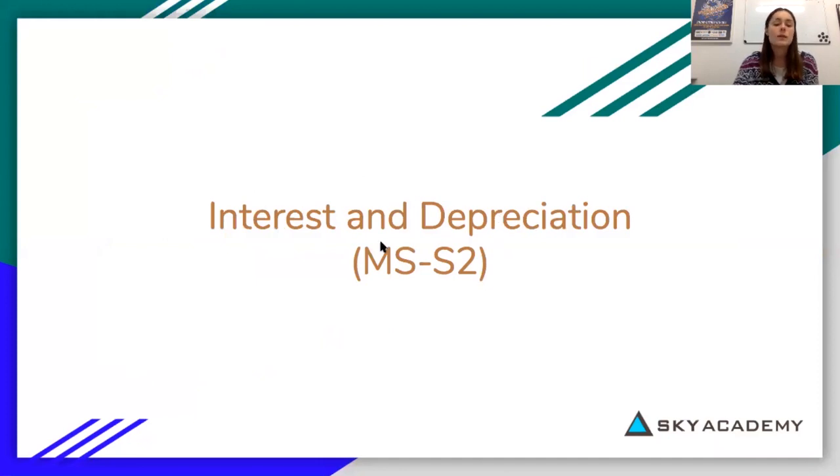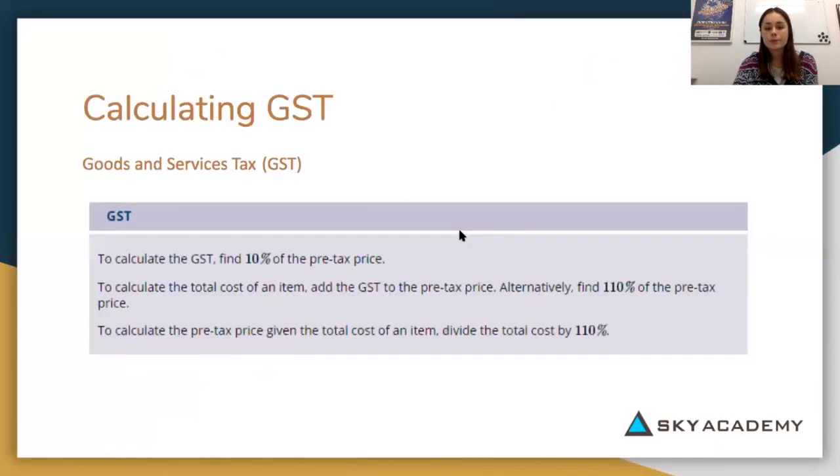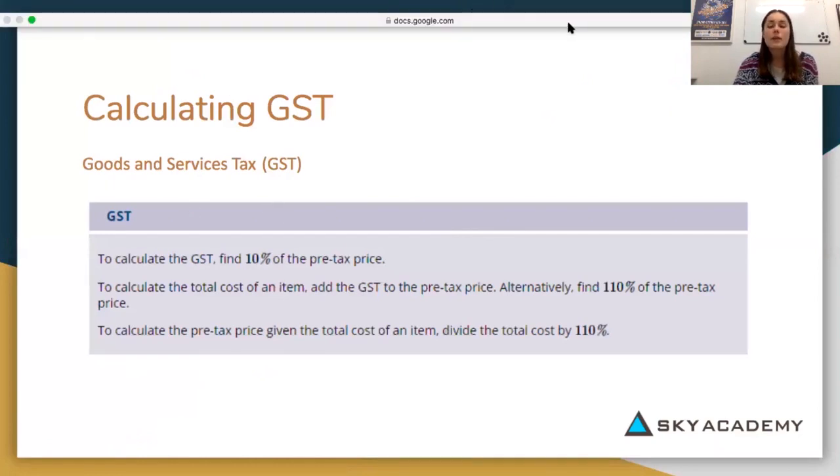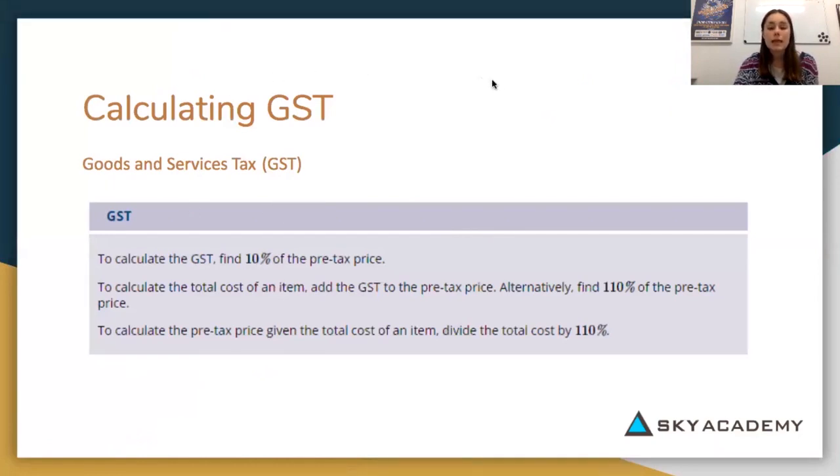So we're looking at GST, and GST is just the goods and services tax, which is 10%, and it's just charged on goods and services. So, for example, chocolate from the shops might have a GST tax, which is 10% of the price. So GST is just 10% of an item.